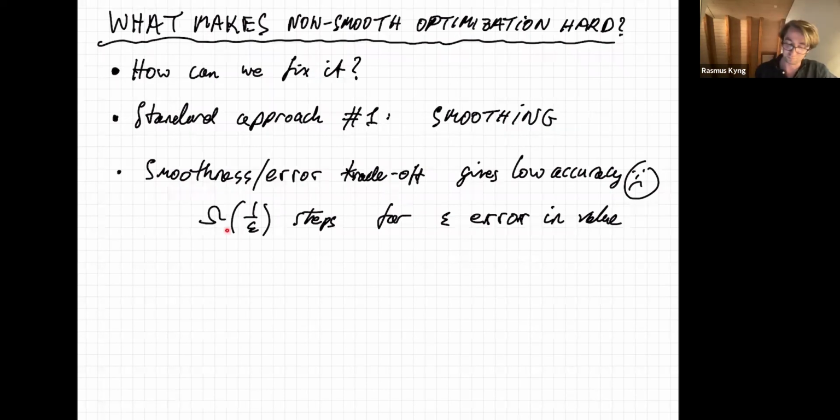So I wrote something precise about this here in some sense, but it's not so important. It's just generally to get to epsilon error, you need something that scales as 1 over epsilon steps. Later, we'll see algorithms that have a much better dependence on epsilon.